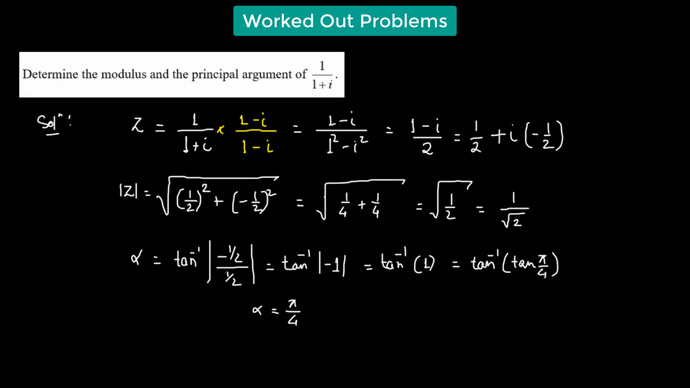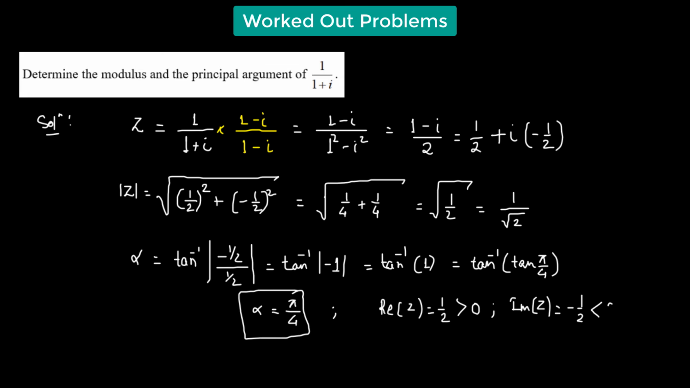Now we have to check whether our complex number lies in the first, second, third, or the fourth quadrant. So clearly here we can see, so this is our alpha value. So we see that the real part of the complex number z is equal to half, and this is a positive number, whereas the imaginary part of our complex number z is equal to -half. So that is a number which is less than 0, so that means it lies in the negative side of our imaginary axis. So that means this is lying in the fourth quadrant.